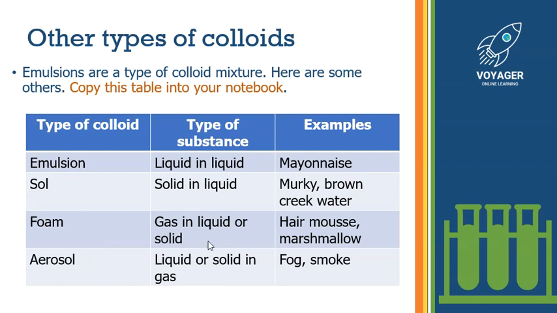Foam, this is a gas in a liquid or a solid. For example, hair mousse, marshmallow, or that sort of foaming hand wash that you can pump out into your hand. That's another example as well. And an aerosol. An aerosol is a liquid or solid in gas. So you might have a can of gas and it's got some liquid deodorant or air freshener or fly spray, or some solid particles in a gas. Examples include fog or smoke, but I've also mentioned hairspray or fly spray, some other examples as well.